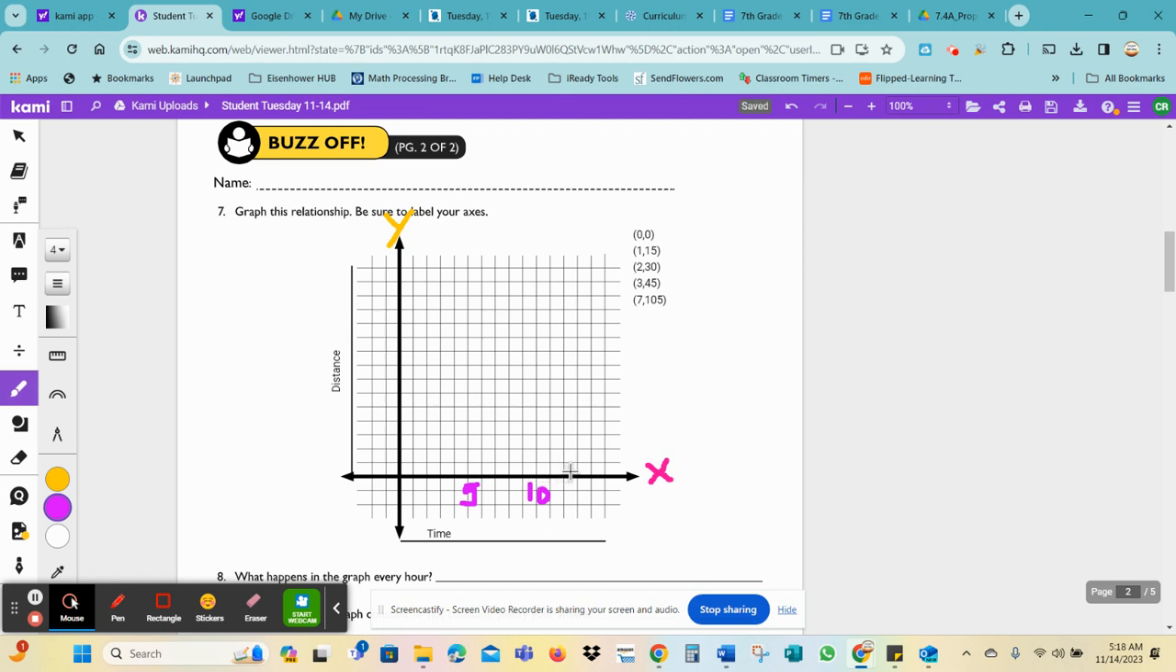And 1, 2, 3, 4, 5, and my 15 will go here. Let me just mark my x-axis. Just kind of put it down. Alright, now for my distance, I'm going to have a scale of 30, which means I'm going to skip count by 30 on here. And the reason is because, look at my line, at 15, 30, 45. So it'll be easier to count my points, my ordered pairs.